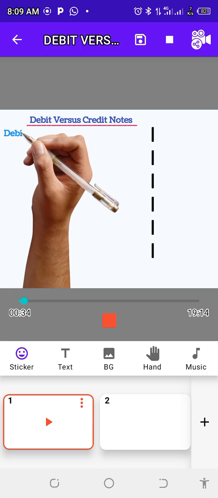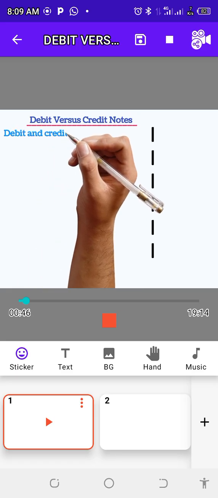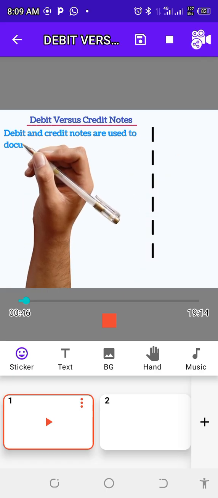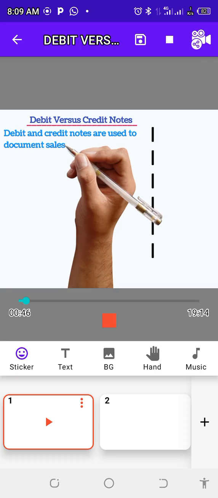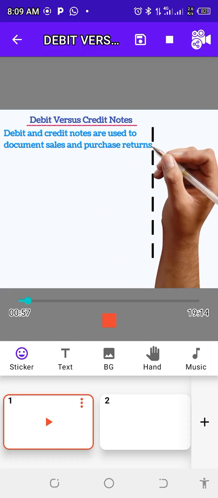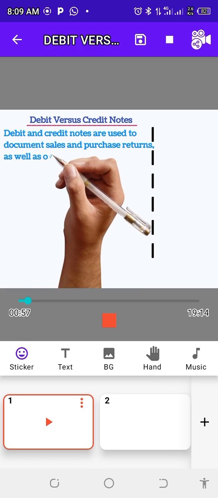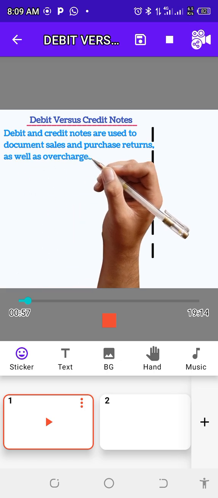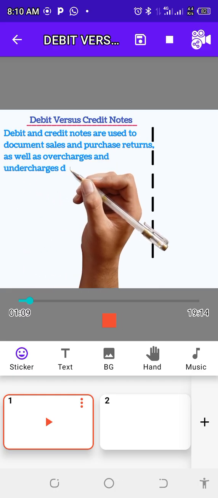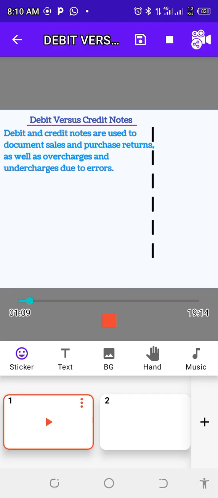At the source, the debit note and credit note are from the specialized journals, which are the sales day book, the purchases day book, the return inward day book and the return outward day book. So a debit and a credit note are used to document sales and purchases return, as well as overcharge and undercharge due to errors.